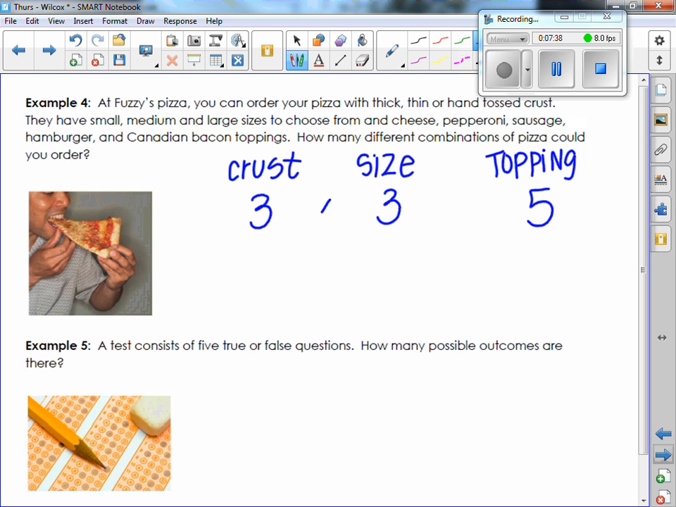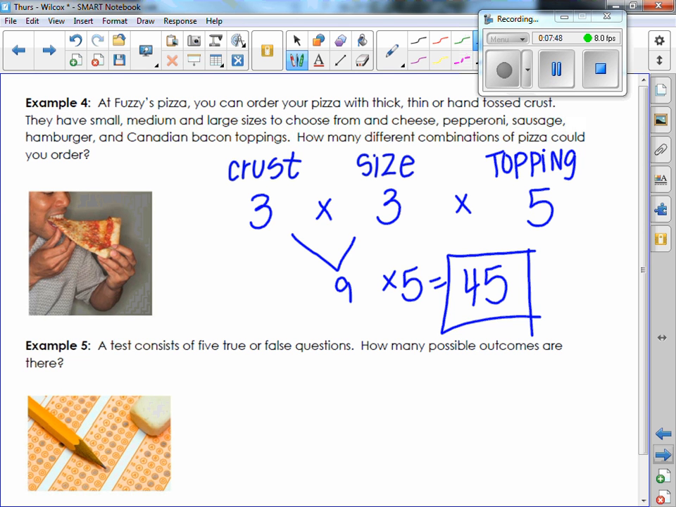Now I'm going to multiply these numbers. 3 times 3 is 9, and then 9 times 5 is 45. So in this situation, I would have 45 different choices, 45 different types of pizzas that I could choose from.